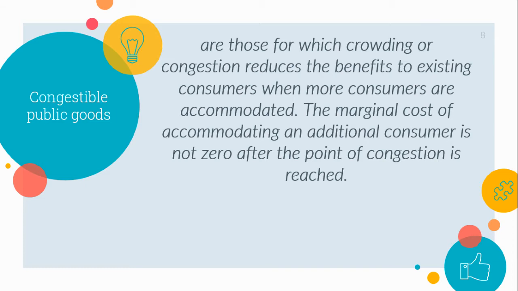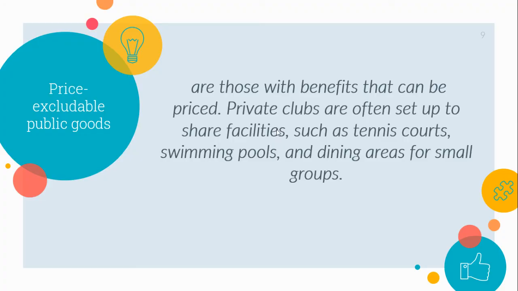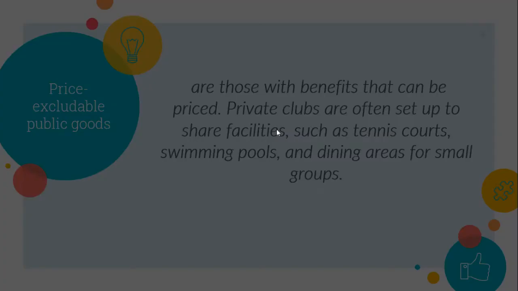So let's discuss congestible public goods. These are goods for which crowding or congestion reduces the benefits to existing consumers when more consumers are accommodated. So the marginal cost of accommodating an additional consumer is not zero after the point of congestion is reached. The price excludable public goods are those with benefits that can be priced. Private clubs are often set up to share facilities such as tennis courts, swimming pools, and dining areas for small groups.